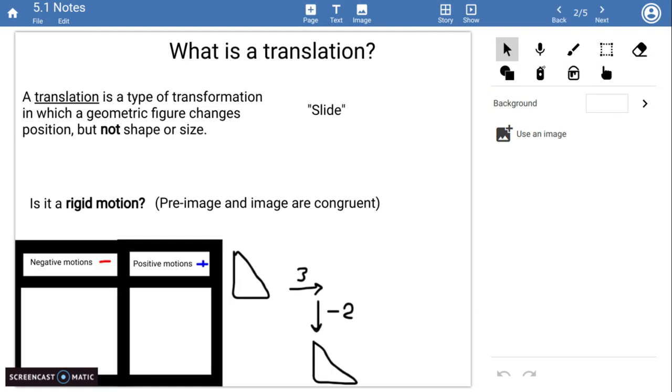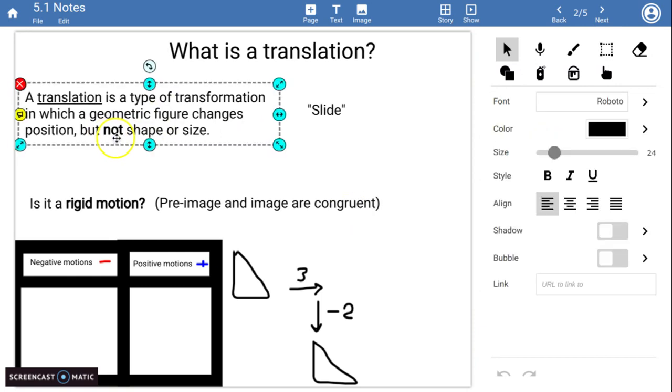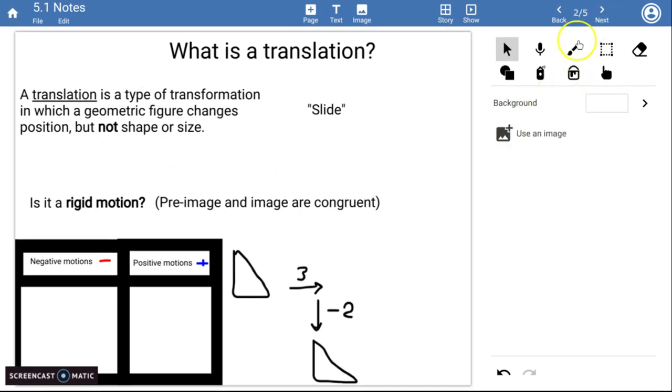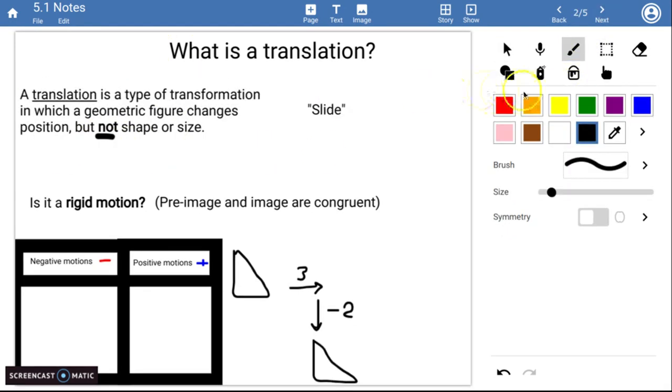So what is a translation? A translation is a type of transformation in which a geometric figure changes position, but not shape or size. So it kind of slides. It's sort of like you have a triangle, then it moves, and then maybe it goes up there. But it's not rotating, it's not reflecting, it's not getting bigger or smaller, it's not changing to a different shape, it's just the same.